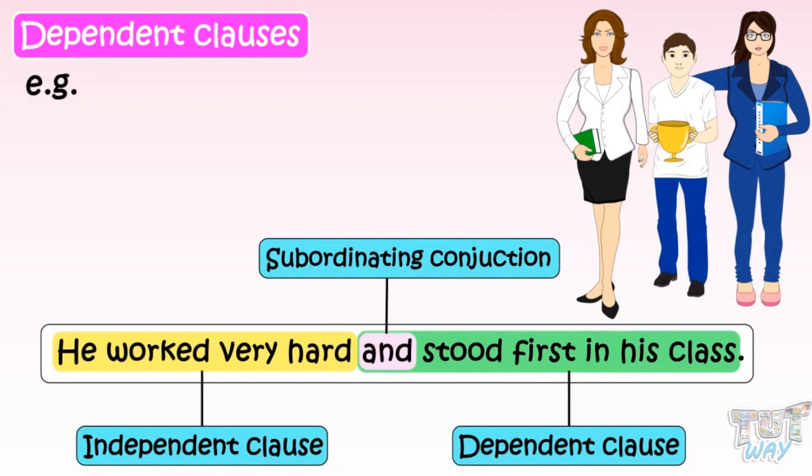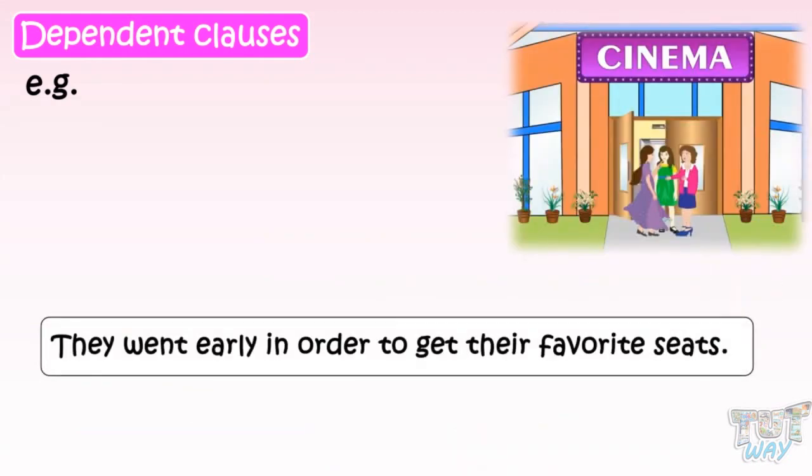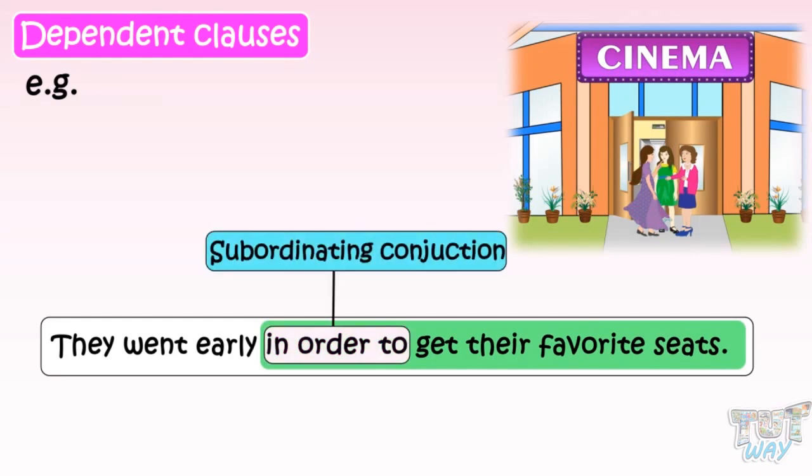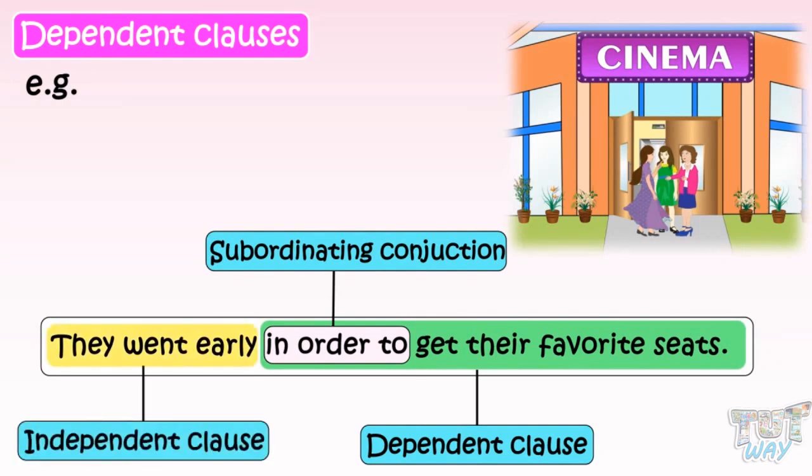Here we have another example. They went early in order to get their favorite seats. Here, the clause, in order to get their favorite seats, starts with a subordinating conjunction, in order to. So, the clause in order to get their favorite seats is a dependent clause or subordinate clause. And the other clause, they went early, is an independent clause.